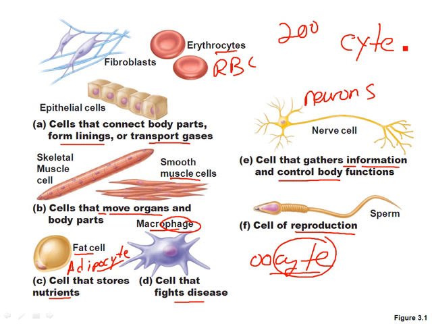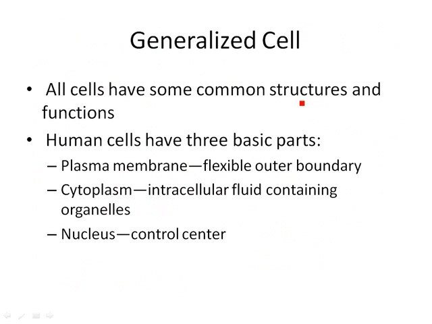Now you'll notice, even though we have all these different kinds of cells, and they're all different shapes, these are square, these are round, these are long and spindly, these are spiky, they all have some things in common. So you can take what's called a generalized cell, and you can say all cells have some things in common. And they all have three basic parts. They all have a plasma membrane, they all have a cytoplasm, and they all have a nucleus.